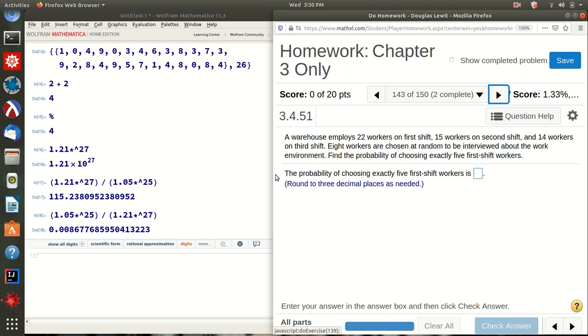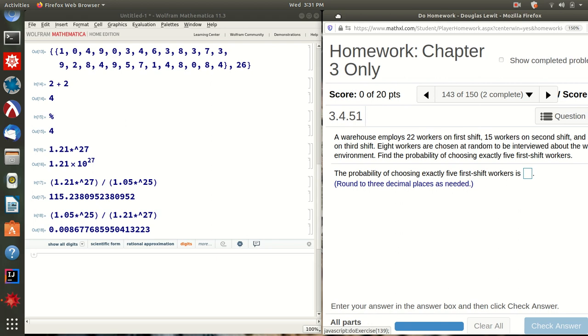Okay, this is a fun problem to do. A warehouse employs 22 workers on the first shift, 15 workers on the second shift, and 14 workers on the third shift. 8 workers are chosen at random to be interviewed about the work environment. Find the probability of choosing exactly 5 first shift workers. Okay, so again, we're going to use the binomial function to figure this out.